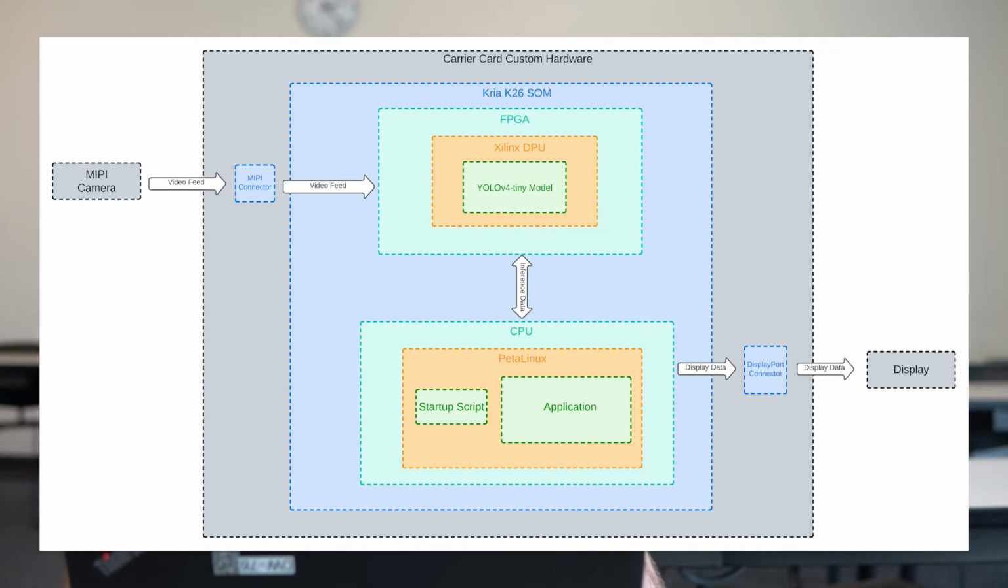The application script is a Python script that runs on the CPU, and it communicates to the DPU through the Vitis AI runtime, shortened to VART, and that API is used to talk to the DPU.